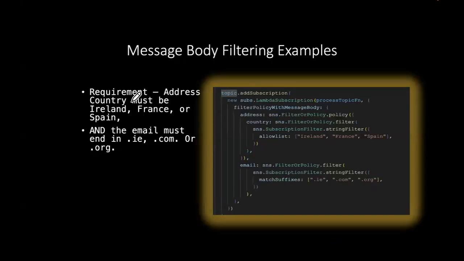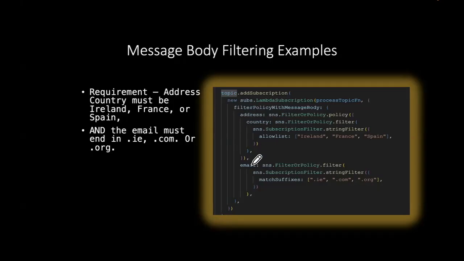Another example, again we're sticking with the address. So we're back to where we're only interested in messages where the country is Ireland, France, or Spain. But as well, another condition is that the email address must end in .ie, .com, or .org. So both of these conditions have to apply before the message should be let through.